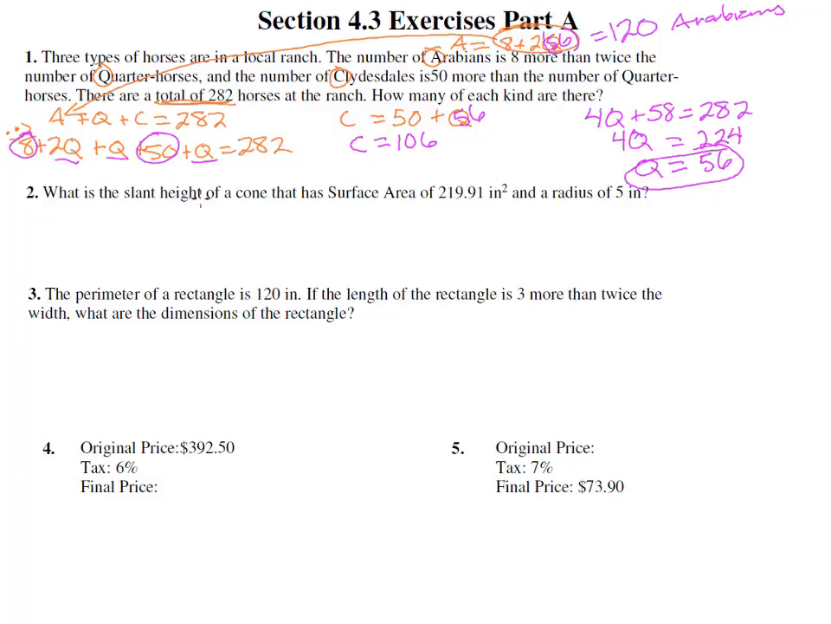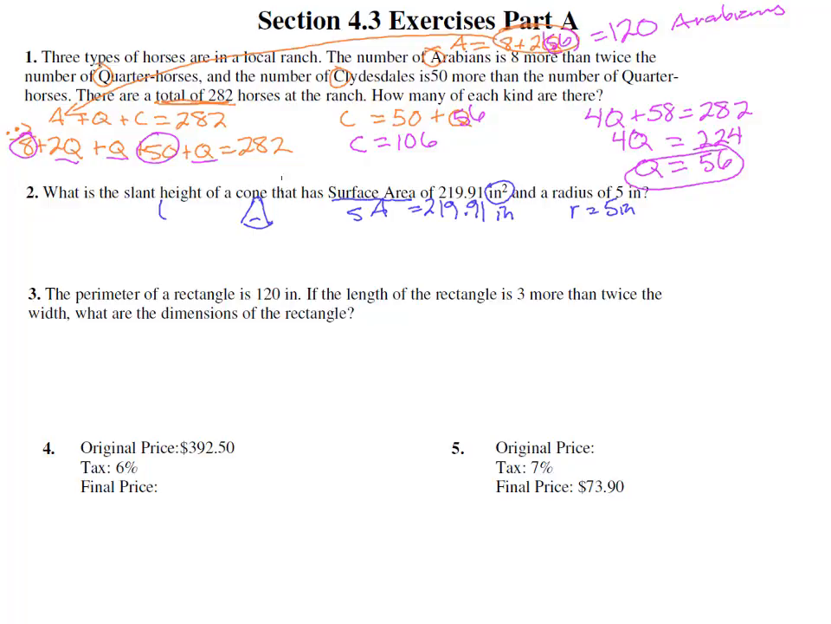What is the slant height? So that was L in the formula of a cone. Okay, it looks like this. There's a cone that has surface area, that was SA, of 219.91 square inches. And yep, that's an area in inches squared. And a radius is 5 inches. So this is a shape. This is good because it gives us a formula that we can stick in.